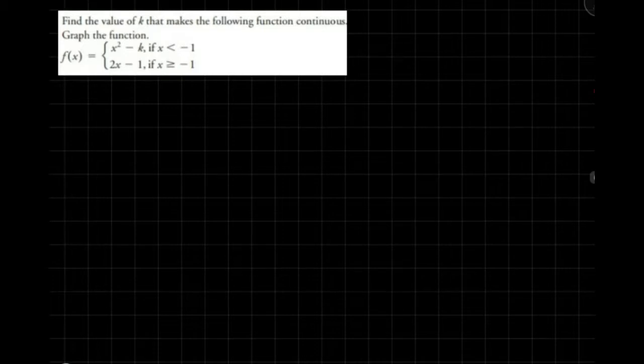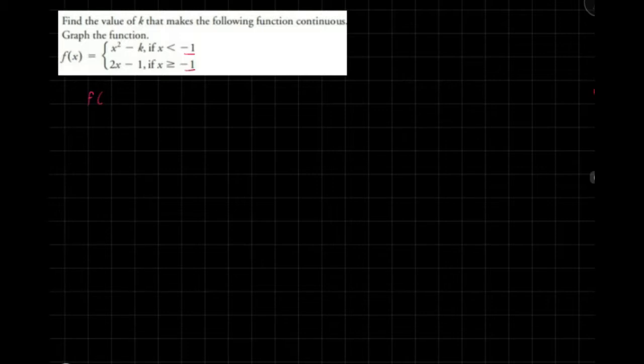Okay, find the value of k that makes the following function continuous. Graph the function. Okay, so we have two different functions here. One function, x squared minus k, exists where x is less than -1. The other function, 2x minus 1, exists where x is greater than or equal to -1. If I want to make it continuous at all points, I need to look at this interval. So if I'm looking at this interval, I need to look at the end value of each interval, right?